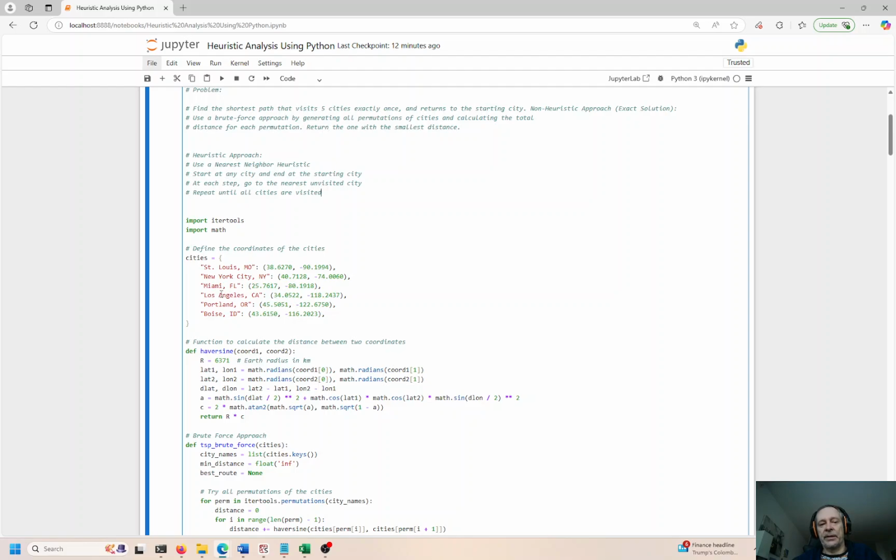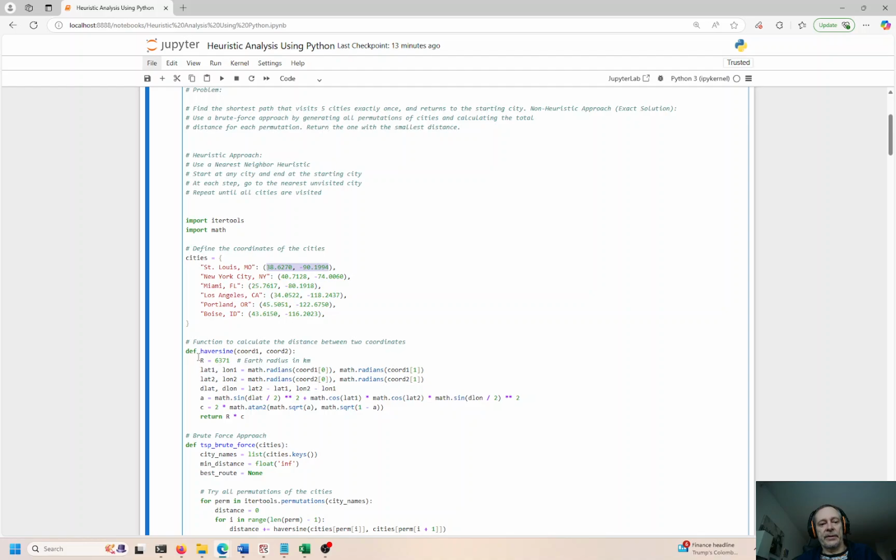So let's look at an example here. We have 5 cities here. We're going to start in St. Louis. We are going to go to New York City, then Miami, Los Angeles, Portland, and then Boise. Whoops, I misspoke. There's actually 6, okay? So we have 6 cities here, and we have the latitude and longitude coordinates for each one.